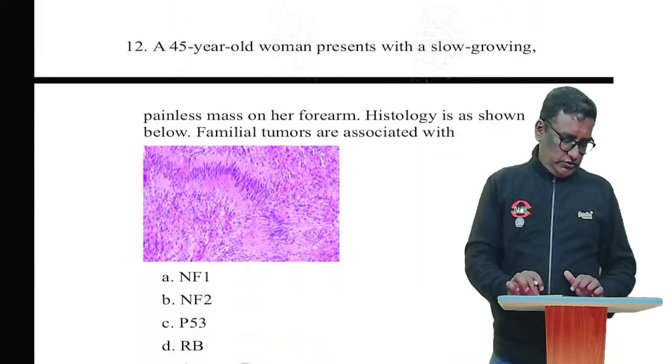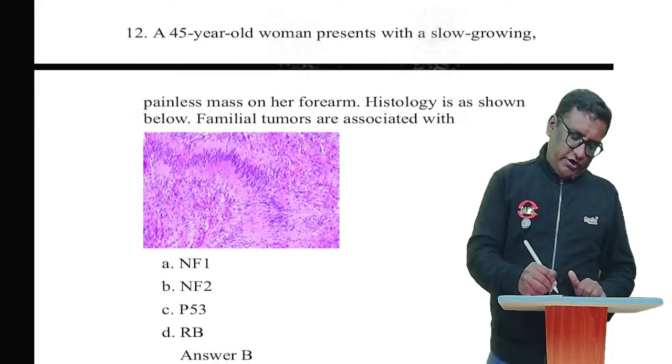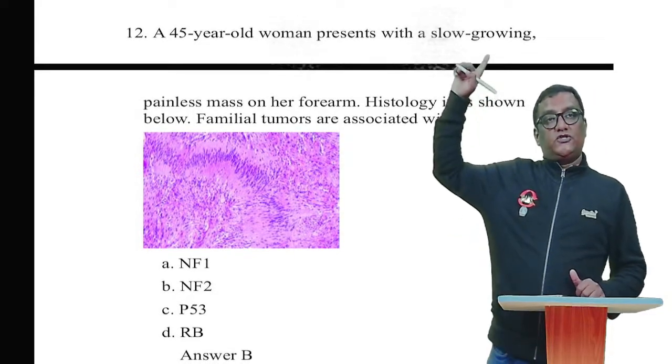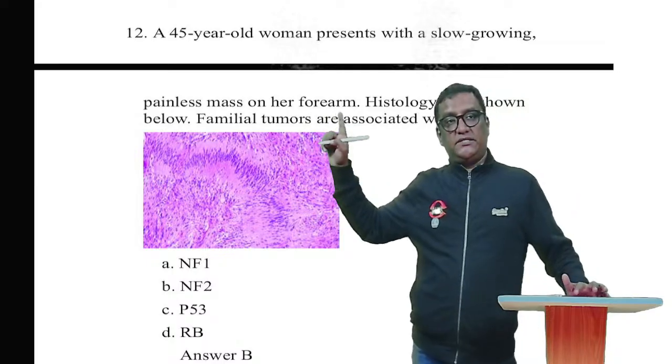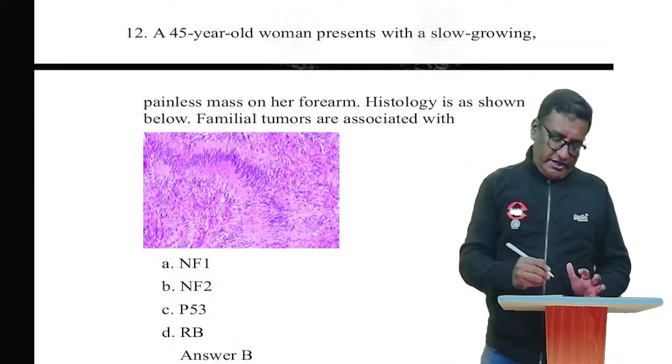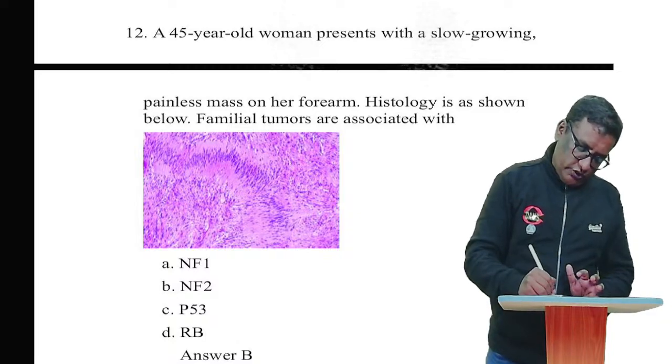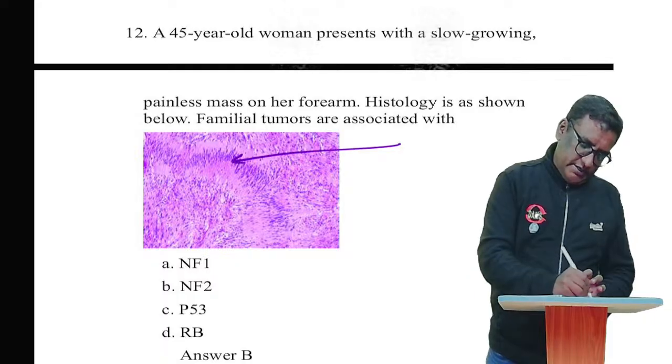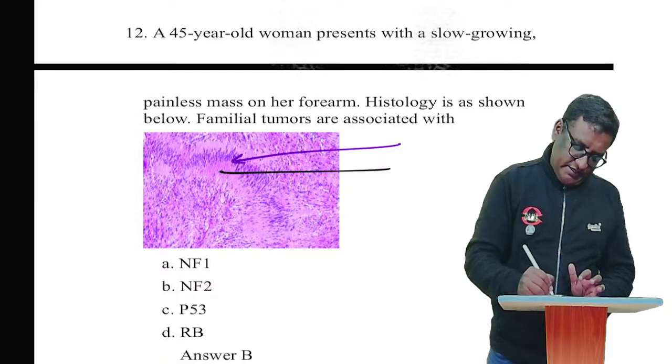Yes, let us look at this question now. What is this question? 45-year-old woman presents with slow growing painless mass in the forearm. Histology is as shown below. Familial tumors are associated with. So this is the histology. What you are seeing, look at this. Yes, you are seeing these are nucleated areas, and in between there is a Verocay body.